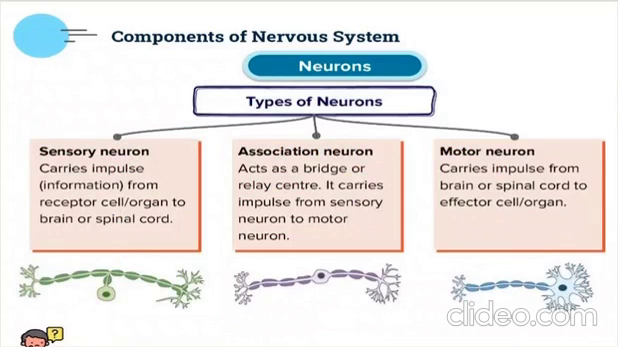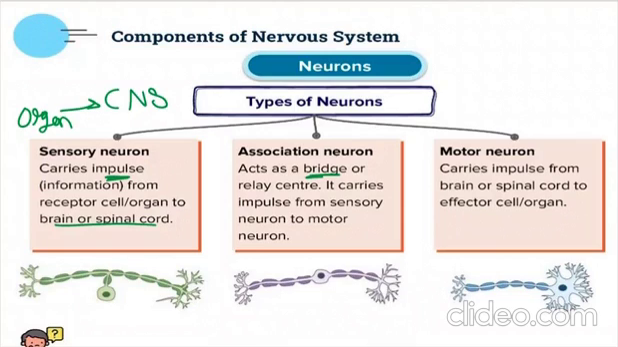All right. Now, there are three types of neurons: sensory, association, and motor. When I talk about sensory neurons, they carry the impulse from the receptor cell or organ to the brain or spinal cord. So from the organs or receptors, they take it to the CNS, any part of the CNS, it can be the brain or the spinal cord. Association, what does it do? It acts as a bridge or a relay center. It carries impulses from sensory to motor.